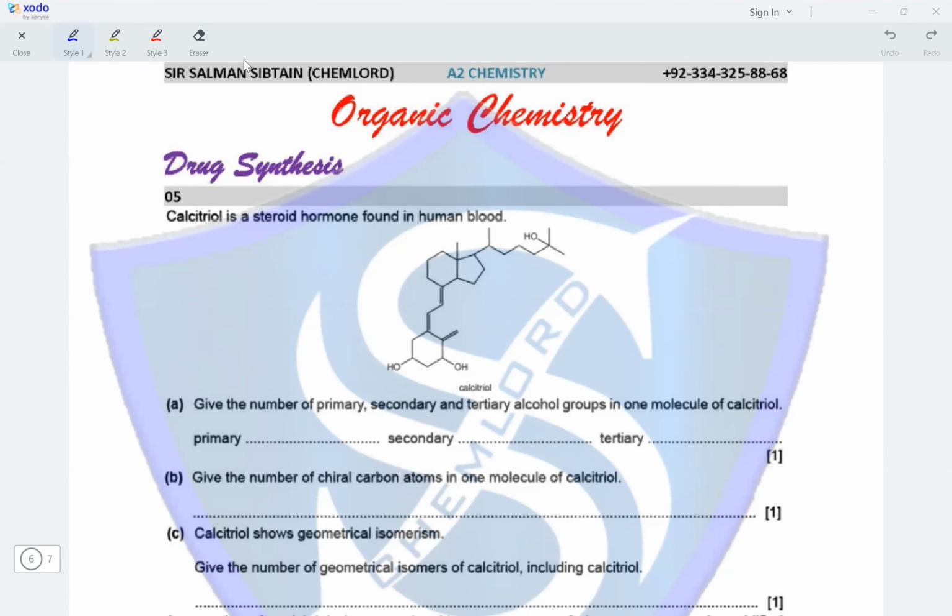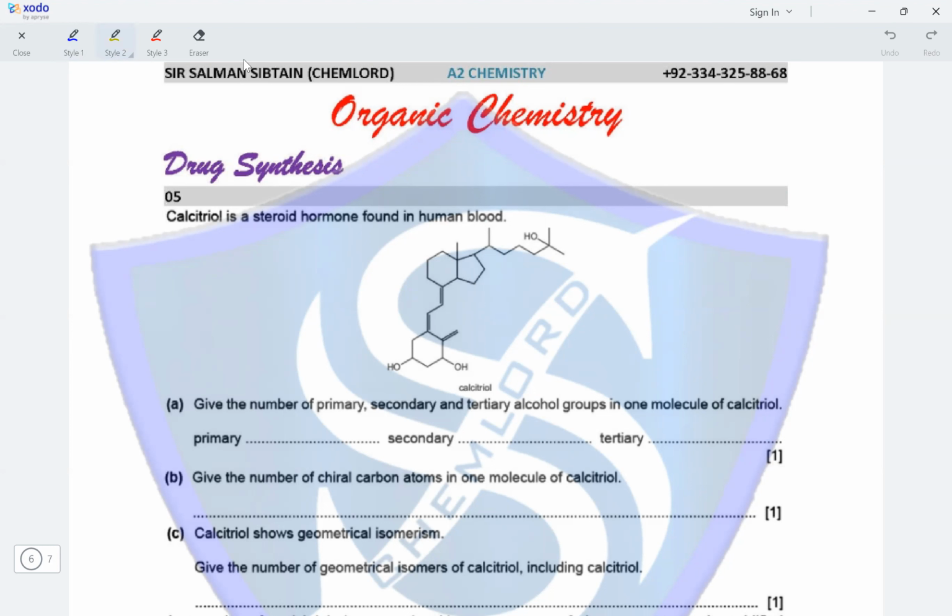Question 5. Calcitriol is a steroid hormone found in human blood. Give the number of primary, secondary, and tertiary alcohol groups in one molecule of calcitriol. So we have three OH groups present.